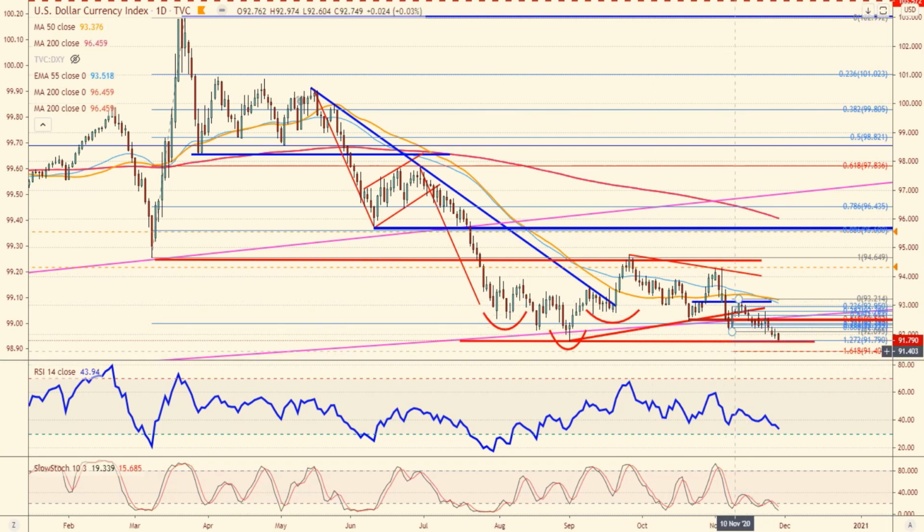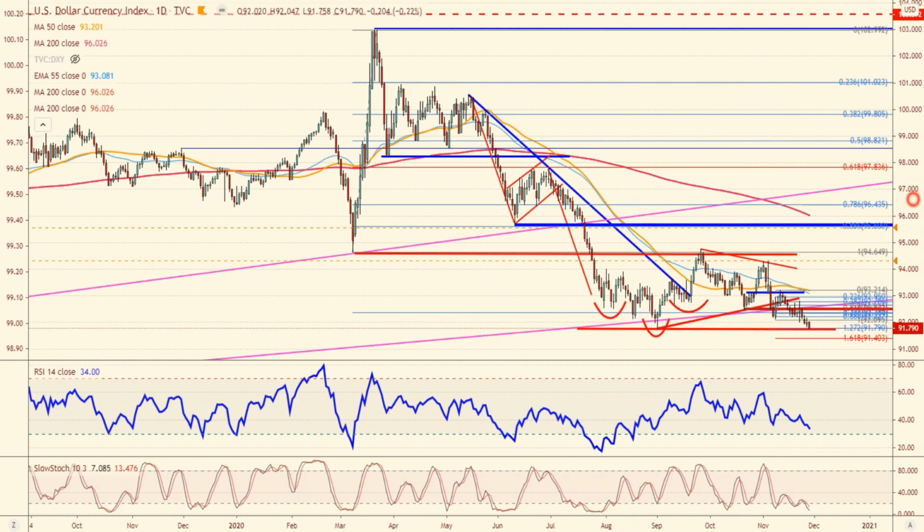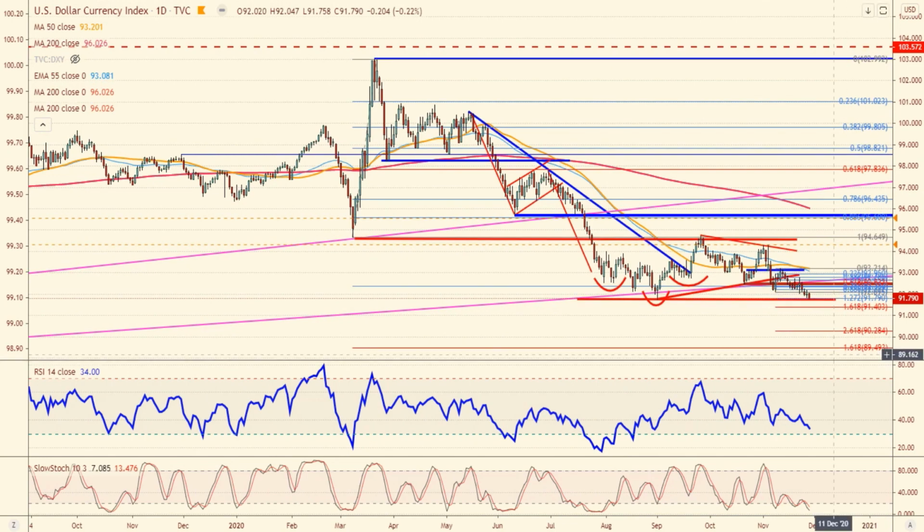By the way, this is a view of the dollar as we approach the range lows, and quite possibly could break down in the dollar index. So just keep that in mind.